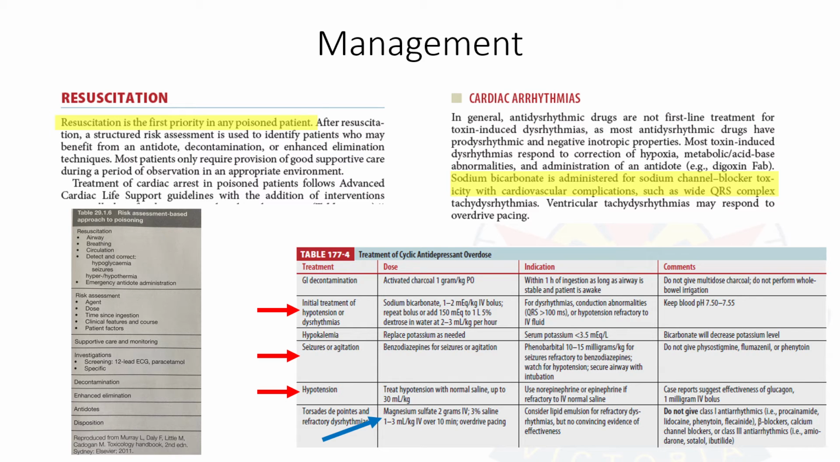When looking at cardiac arrhythmias in the poison patient, it informs emergency providers to avoid antiarrhythmic medication and to provide sodium bicarbonate. This is followed well by the risk assessment-based approach to poisoning, showing resuscitation at the top of emergency antidote administration being sodium bicarbonate for cardiac arrhythmias.